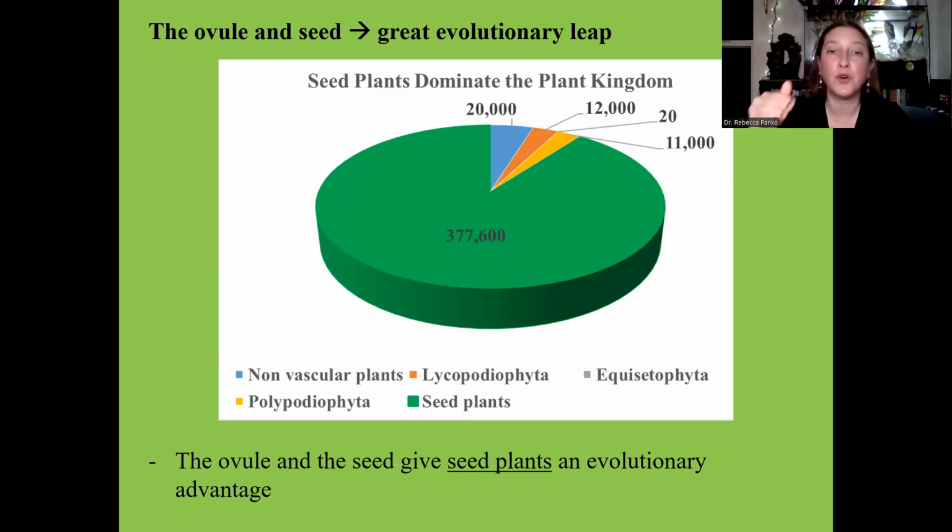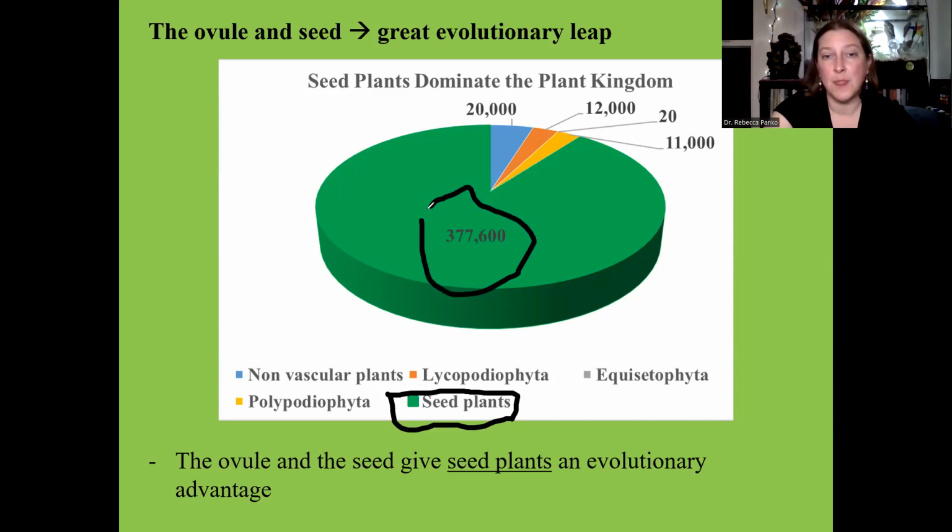that the majority of plants on Earth are seed plants. This is a pie chart we saw the very first day of class, I think. You can see the green part of the pie is the seed plants. So the majority of the plants on Earth are seed plants. Hence, it's a very big advantage to have those structures.